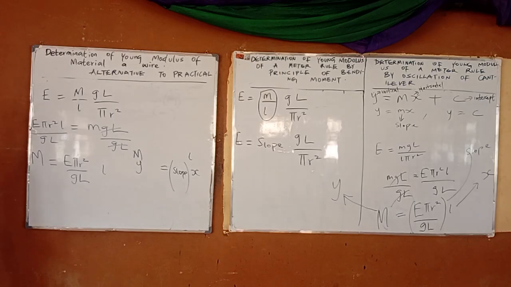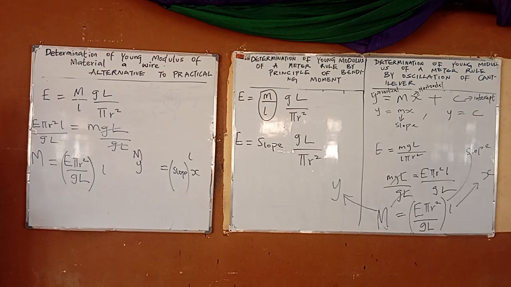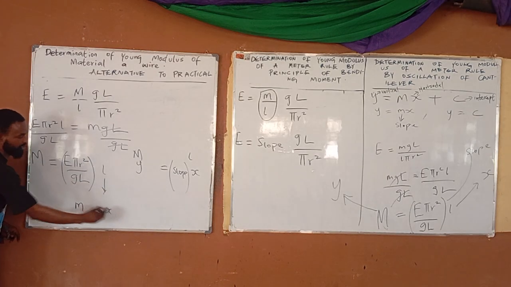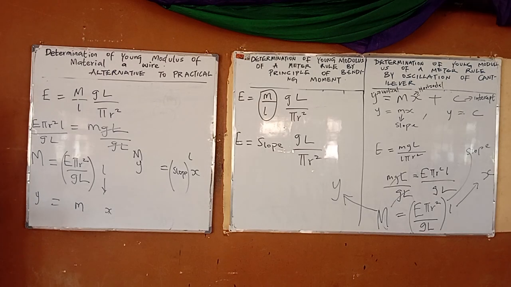So times this small l. And notice that by the time you check it, it simply means that what you have here is functioning as m, this one is functioning as x, and this one is functioning as y. That's the point. So when they tell you to express what you have as an equation of a straight line, this is what they expect from you.